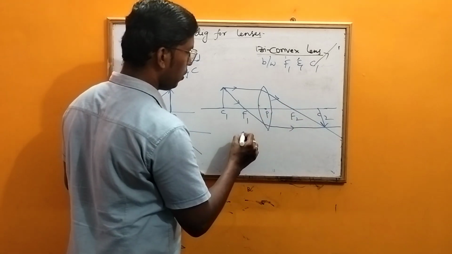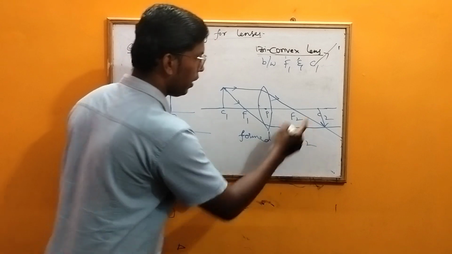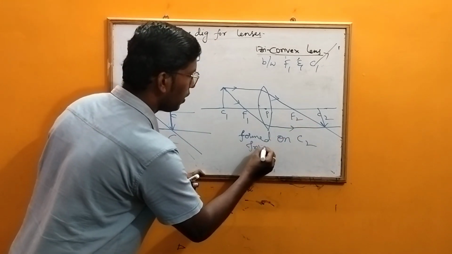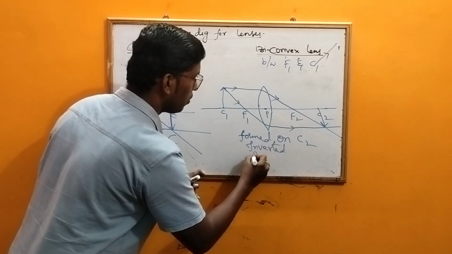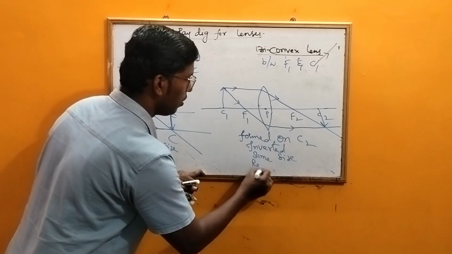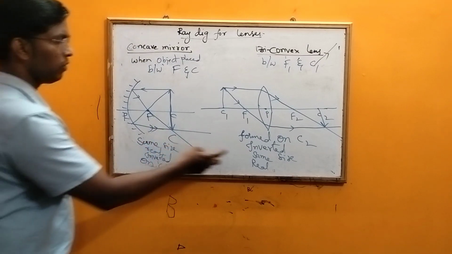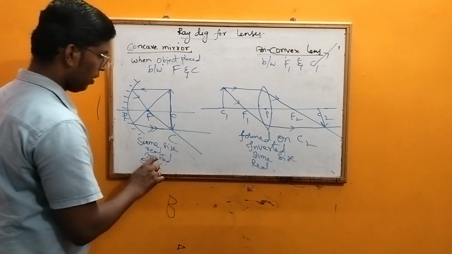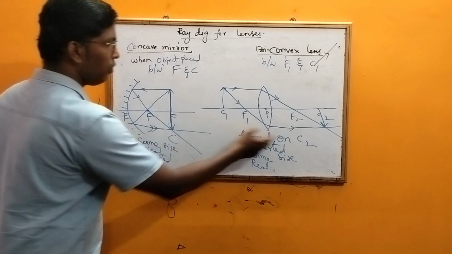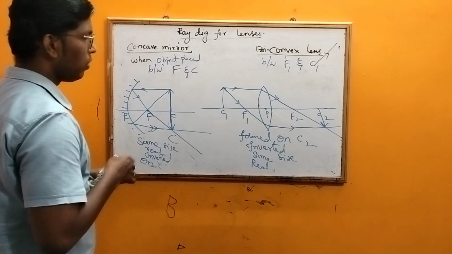So the image is formed on C2, and how is it? The image is inverted, and what is the size? The same size. And is it real? Yes, it is a real image. Clear? So compare both: same size, real, inverted, formed on C, the center of curvature. Clear? Now C is completed.